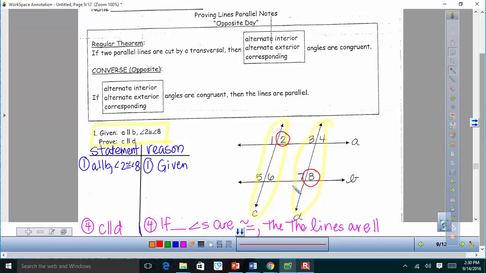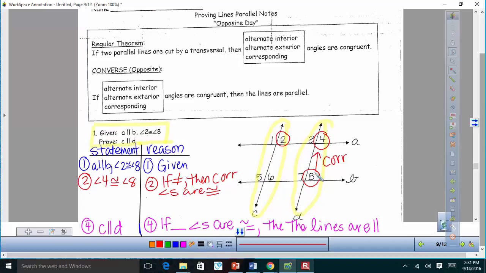Angle 4 has a relationship to what? Angle 8. What's the relationship? Very good, these are corresponding. That is going to be my second step, just finding this relationship here. So I'm going to write down, I know that angle 4 is congruent to angle 8, and it's because if two parallel lines are cut by a transversal, then corresponding angles are congruent.